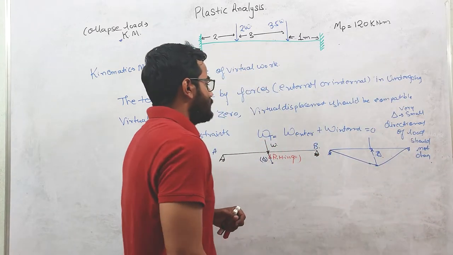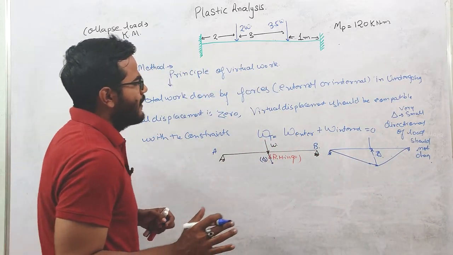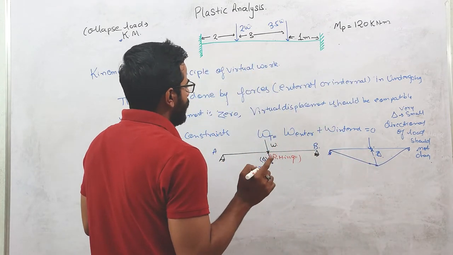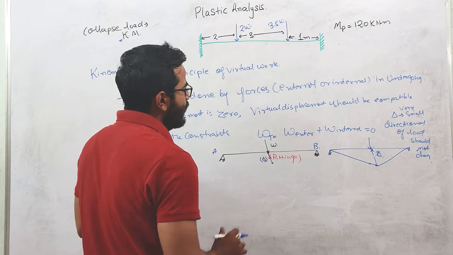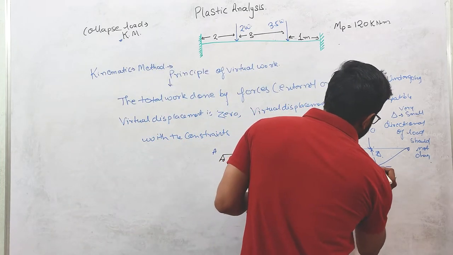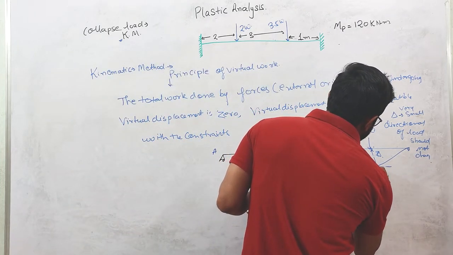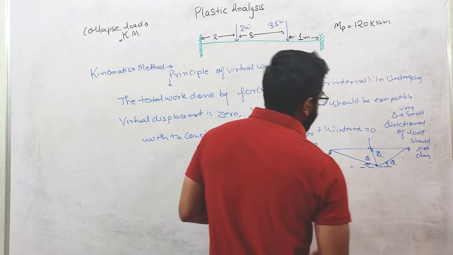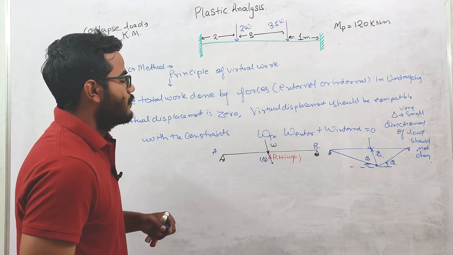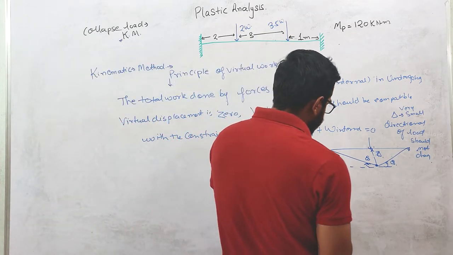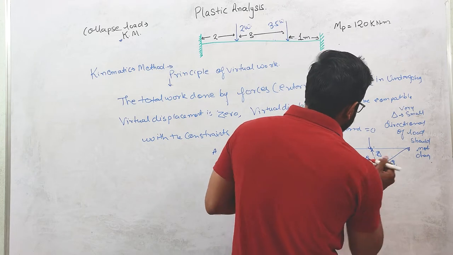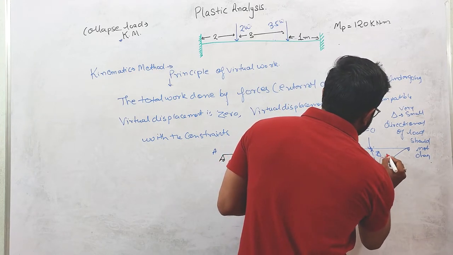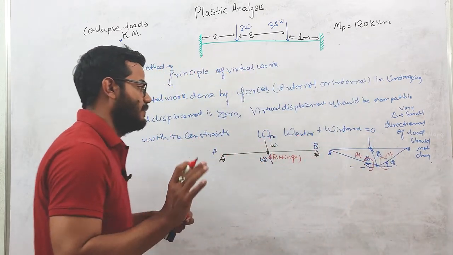So this is a fictitious displacement. Through the principle of virtual work, I can say that at this point there will be a rotation of theta, and there will be a rotation of theta at this point. Corresponding to this, the plastic moment at this point will look like this. This is M, let us suppose, and this is also M, opposite to the direction of the rotation.